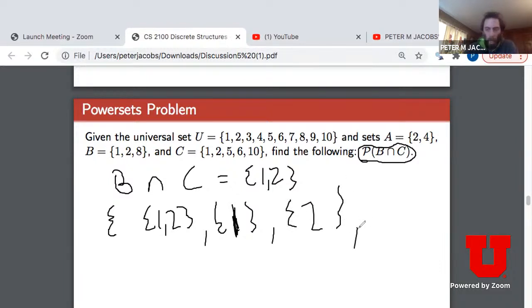I'm not exactly sure, but I think this is the notation that you are using for the empty set. There are other ways to write down the empty set that you'll see, and maybe we do in this class or not, I'm not sure. But these are the 4 subsets of B intersection C. So when we want to find the power set, we want to find all subsets of the set. Our set is B intersection C, and so we've written down all subsets.